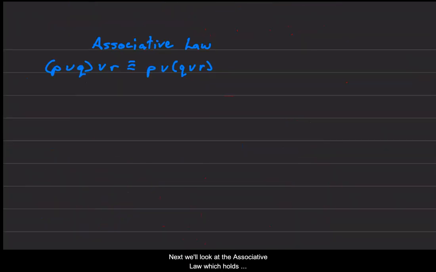Next, we'll look at the associative law, which holds true for disjunctions and conjunctions. In this example, we'll look at the associative law for disjunctions. So we have quantity P or Q, and quantity or R is logically equivalent to P or quantity Q or R. And to do this, we'll look at a truth table. And unfortunately, this is going to be a long truth table because we have three variables.